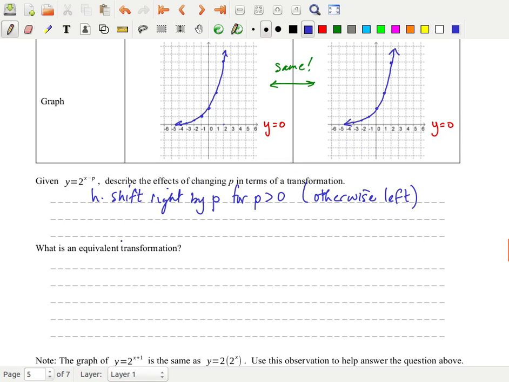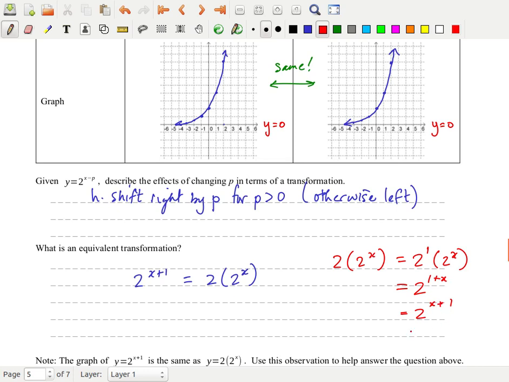But now it says, what is an equivalent transformation? Well, what this is telling us is that 2 to the x plus 1 is the same as 2 times 2 to the x. And if you think about it, that makes perfect sense in terms of our exponent laws. 2 times 2 to the x is equal to 2 to the 1 times 2 to the x. But that means same base, keep the same bases, and then add the exponents. And just with a little bit of rearranging, that is exactly what we started with over here.